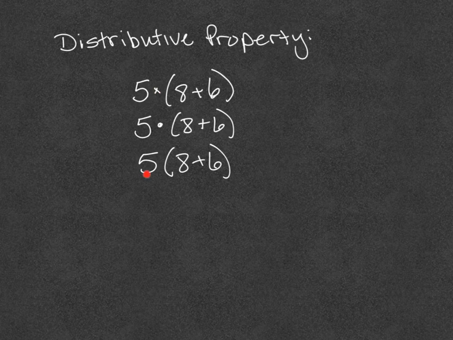Also, in this scenario, if this number is right next to the parenthesis and there's no sign telling you what operation you're doing, we all get used to the fact that that means multiply. So these all mean the same thing. This is 5 times the sum of whatever 8 plus 6 is. 5 times (8 + 6). These all mean the same thing. So I wanted to point that out to you too.